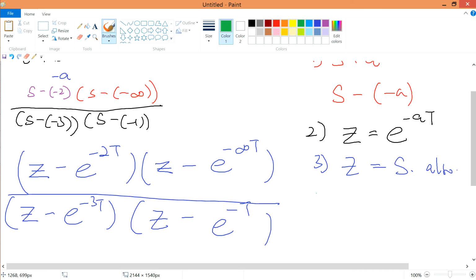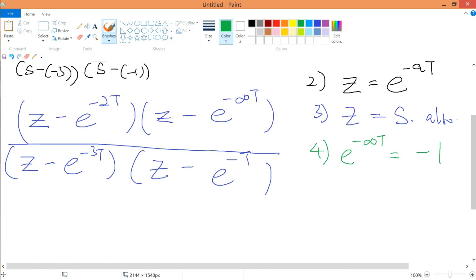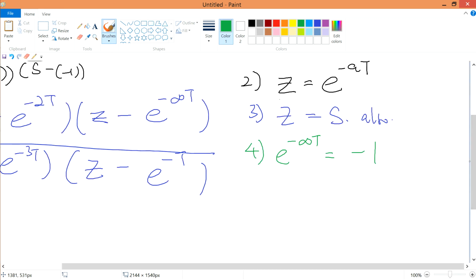The next thing you need to know is that your e to the minus infinity t is equal to negative 1. If you were to write it in terms of Euler's, this thing over here is your Euler's, so to speak. Actually not Euler's, sorry, my fault, because this is not in terms of e to the minus j theta, I need a j. Over here there's no j.